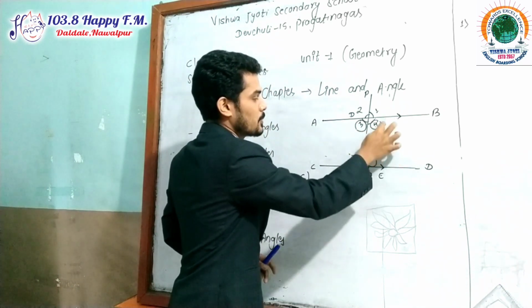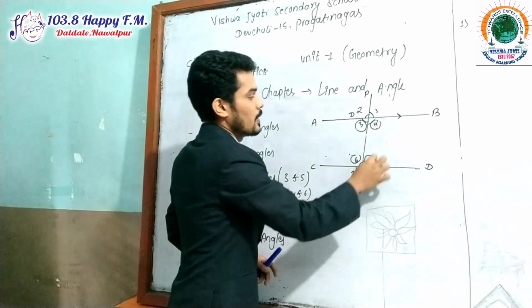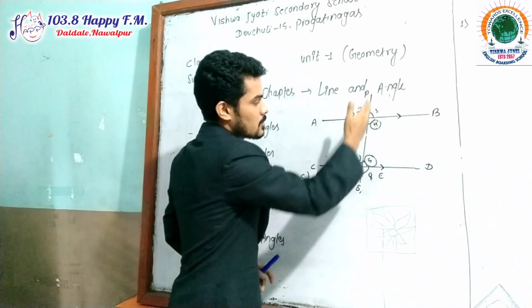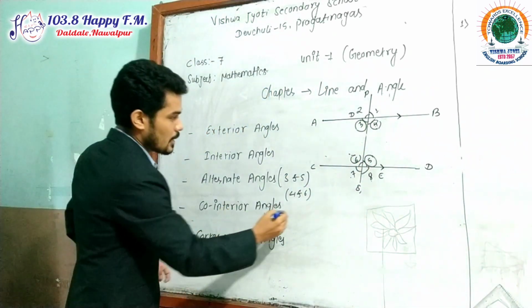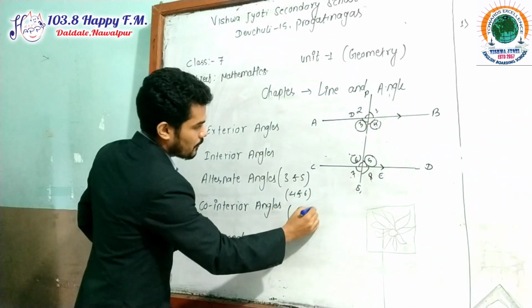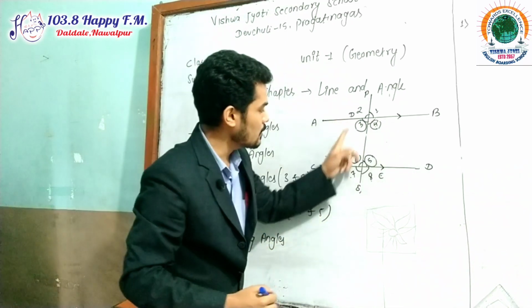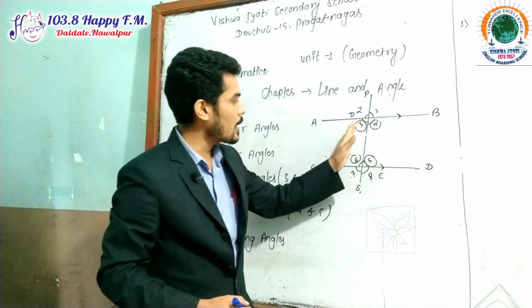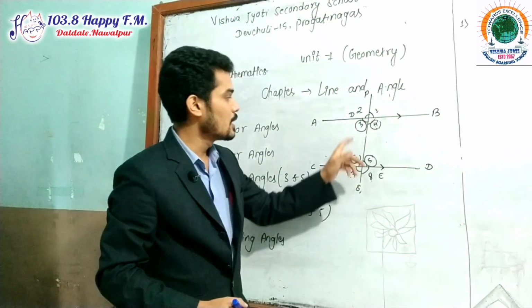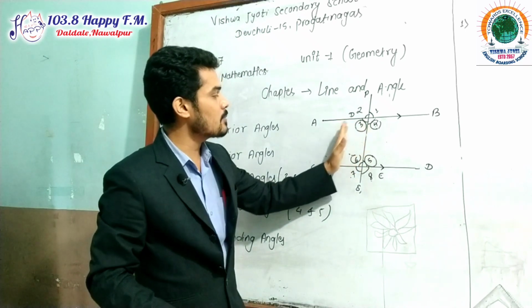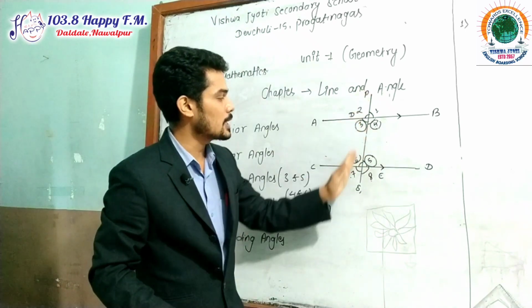Angles 4 and 5 inside the parallel lines, they are the interior angles and on the same right side of this transversal. So co-interior angles are 4 and 5. Only 4 and 5? 3 and 6 also, because angle 3 and angle 6 are also interior angles and on the same side, that is the left side of this transversal.